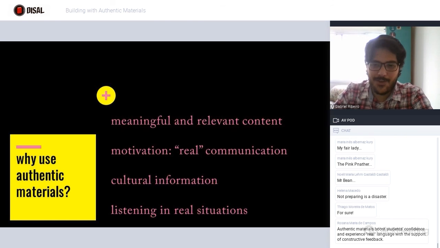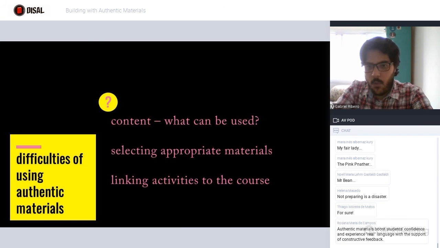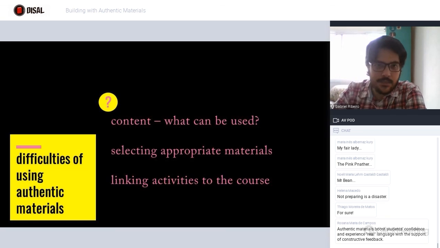Elena said here that not preparing is a disaster. And I think that this is what I would put here as the hardest thing about authentic materials. It's harder because the more you're trying to be relevant, the more likely you are to find out that some things that you thought everybody would agree with are points of controversy, right?